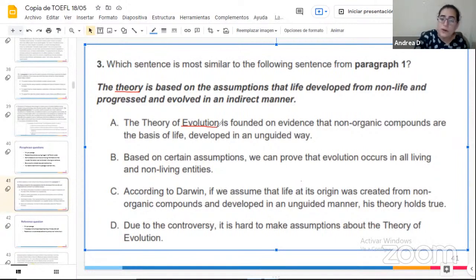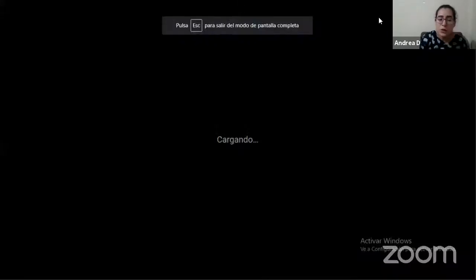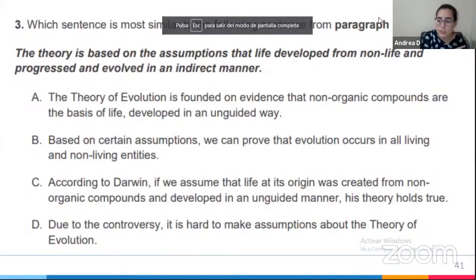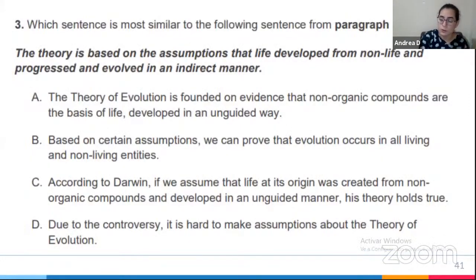Now, what you need to find is the sentence that is most similar to this original sentence within these options. So I'll give you 1 or 2 minutes to read the options and to try to tell me which one you think is the most similar one to that original sentence. So please read it now.